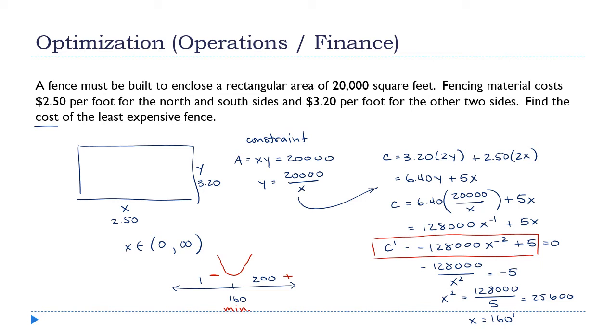But we haven't answered the question yet, though. If X is 160, what's Y? If X is 160, then Y is 20,000, make sure I get the zeros right, 20,000 divided by 160, 125. There's your dimensions. The dimensions that give you the required area and that minimize the cost are 160 feet by 125 feet.